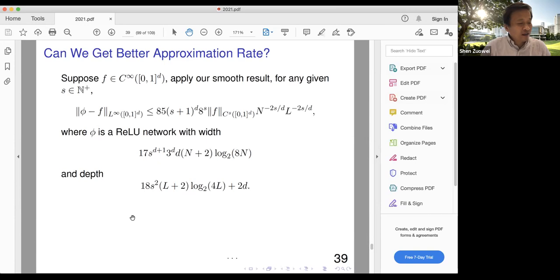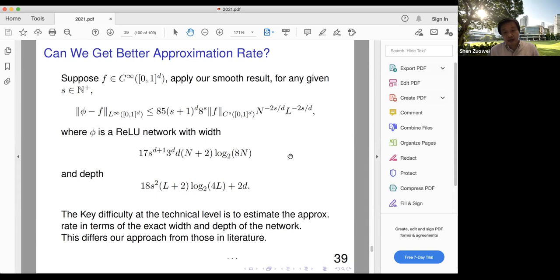If you want to have a better approximation, your neural network will be bigger, but we know exactly how big your network is. That's exactly what the approximation power order is. So all those difficulties are why I say it's hard compared with other asymptotic analysis. This is hard because you want to know exactly the size of your neural network. Otherwise, that doesn't mean much.